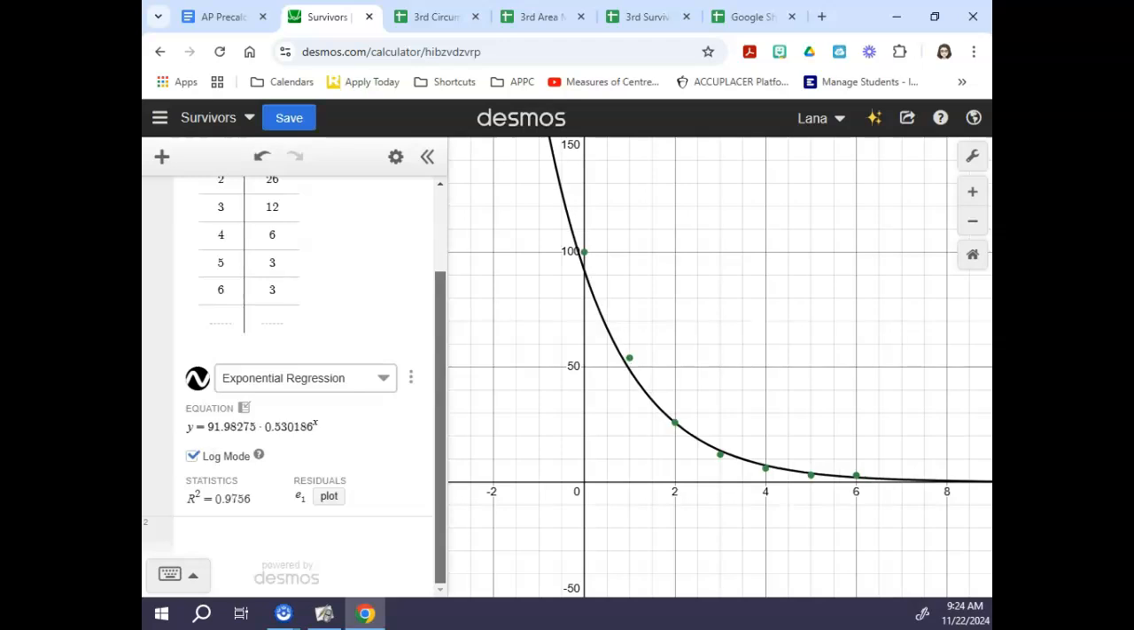When I click log mode, then I get 0.9756. That's way farther off from 1. So you can click back and forth if you have that and look how your equation changes. But your correct equation is the one that has log mode checked. If you don't have that option, that means the log mode for your data was the best one, okay? I can't say that it will show up every time on certain things. It may or it may not. So if it's there, you gotta look for it.